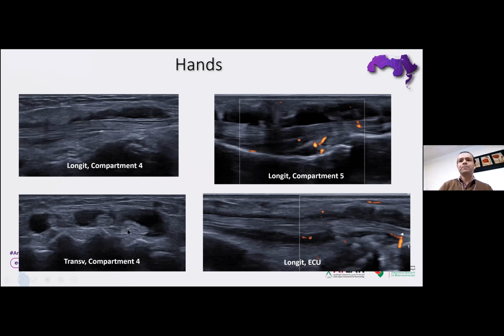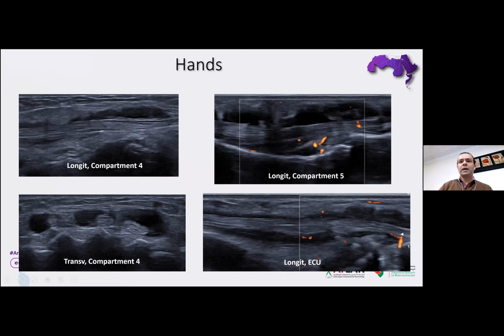On the right, we have also in rheumatoid arthritis patients active tenosynovitis on the fifth compartment of the hand, and on the bottom you have tenosynovitis of the extensor carpi ulnaris, which is very frequent in early rheumatoid arthritis.